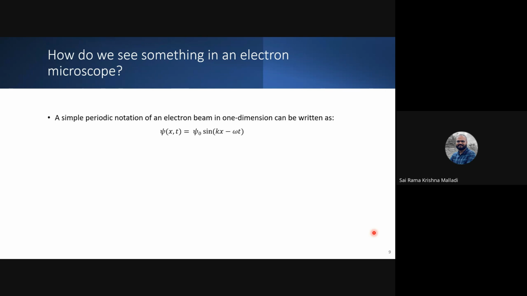And then if I look at a simplified version at a given instance of time, I can write it as psi of x equals psi naught times e to the power i k x. Yeah? So what is this psi naught and what is this k here?